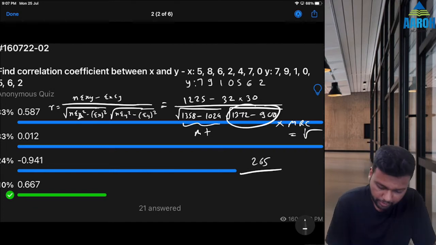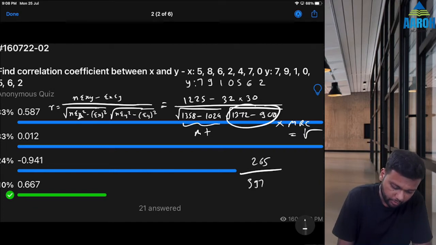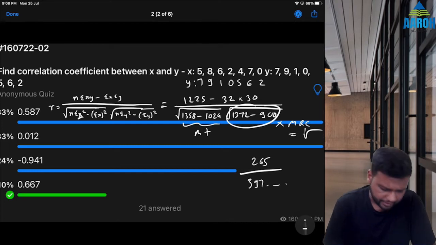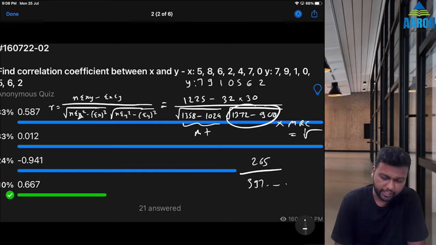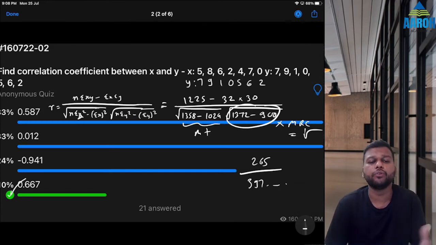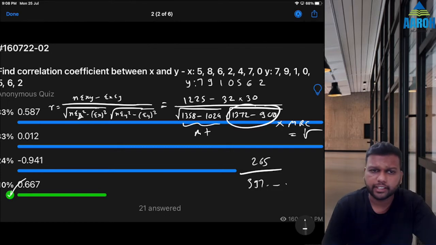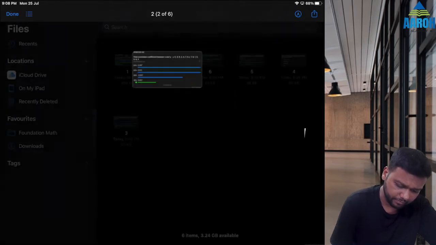So check if denominator is something like 397 point something. If yes, the answer should be 265 by 397.04 something, 0.667424 something. So that is the correct answer for this. I hope it is clear.